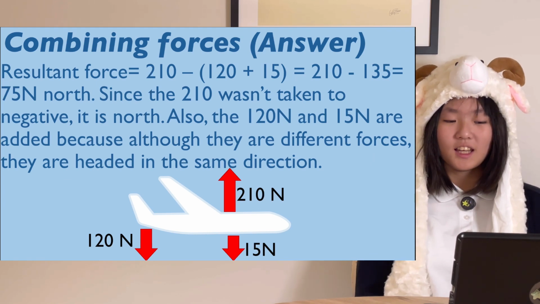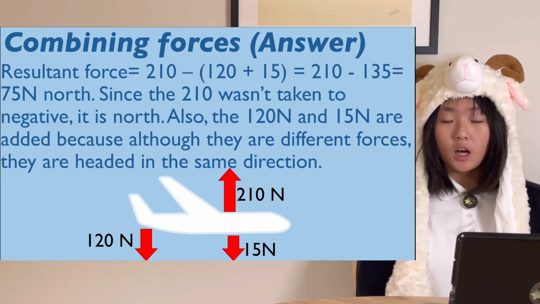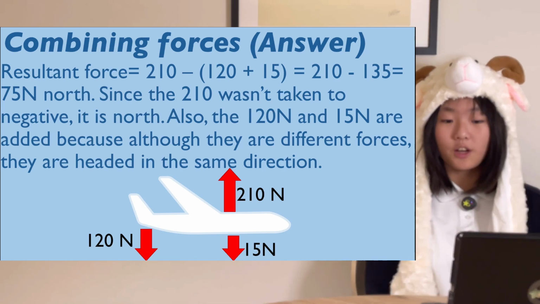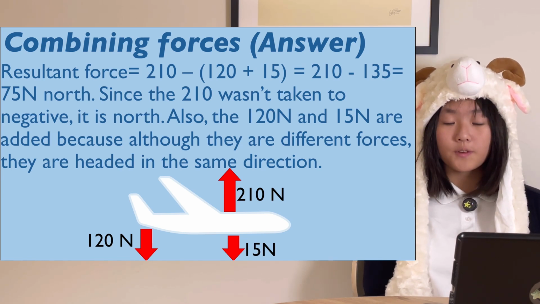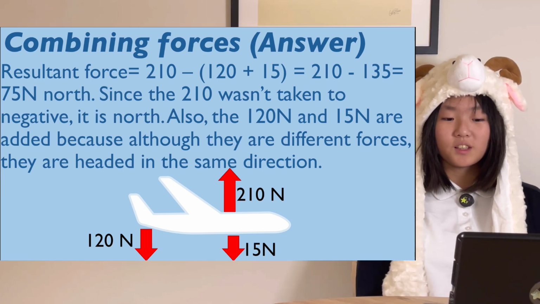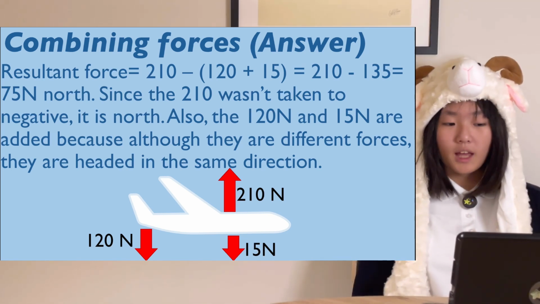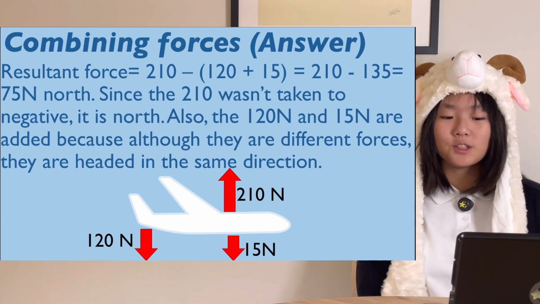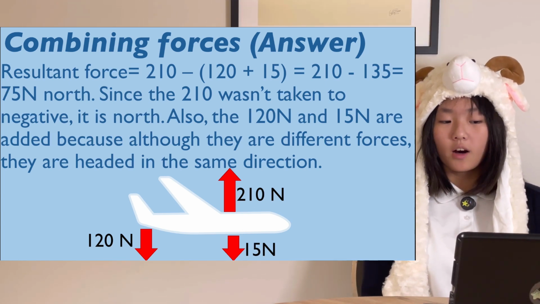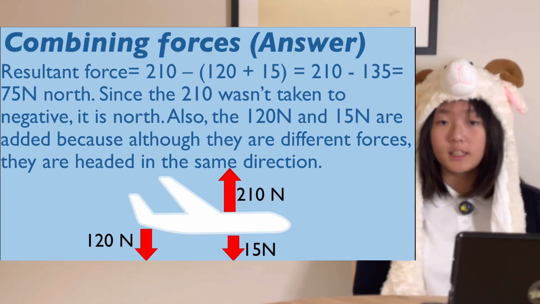The answer is, to find the resultant force, you need to subtract 120 plus 15 from 210. 120 plus 15 is 135. So 210 minus 135 is 75 newtons. Since the 120 plus 15 was subtracted from 210, and the answer is positive, which it is, the direction is going north. Also, the 120 newtons and 15 newtons are added together because although they are different forces, they are headed in the same direction.